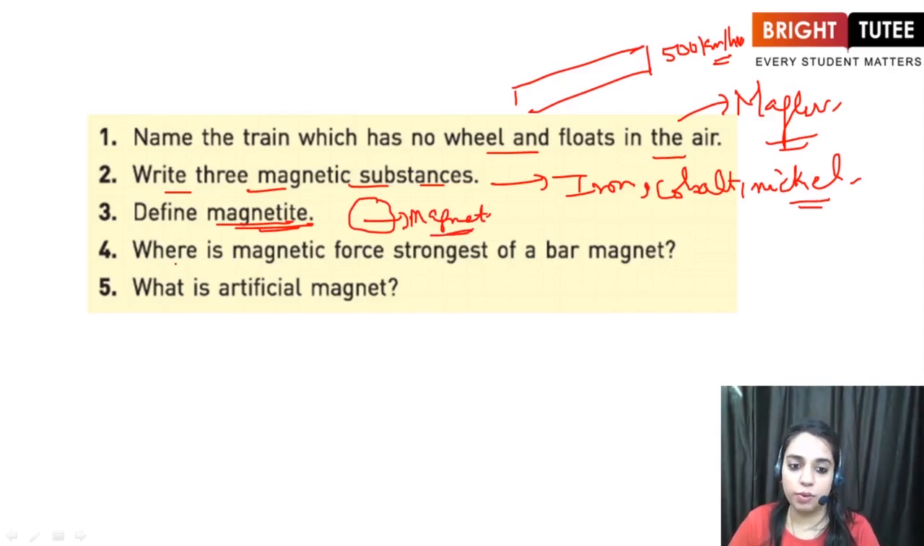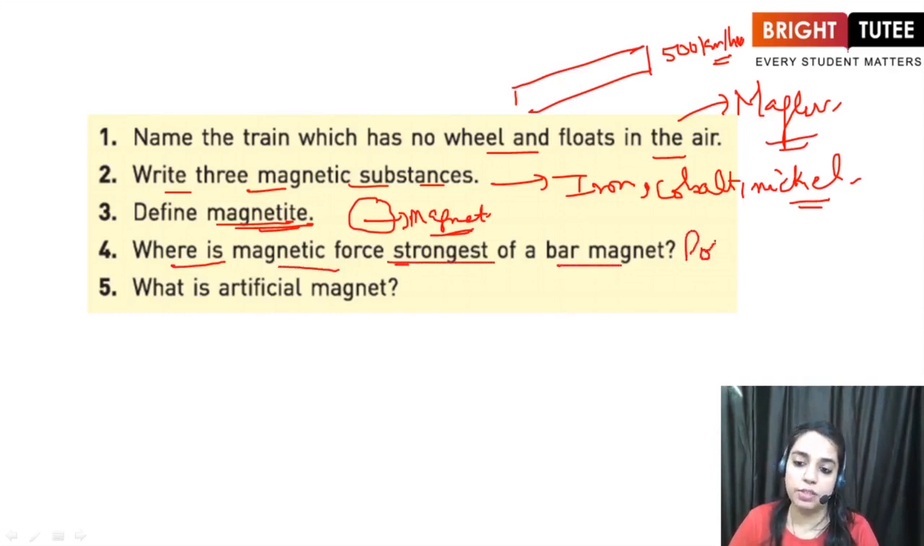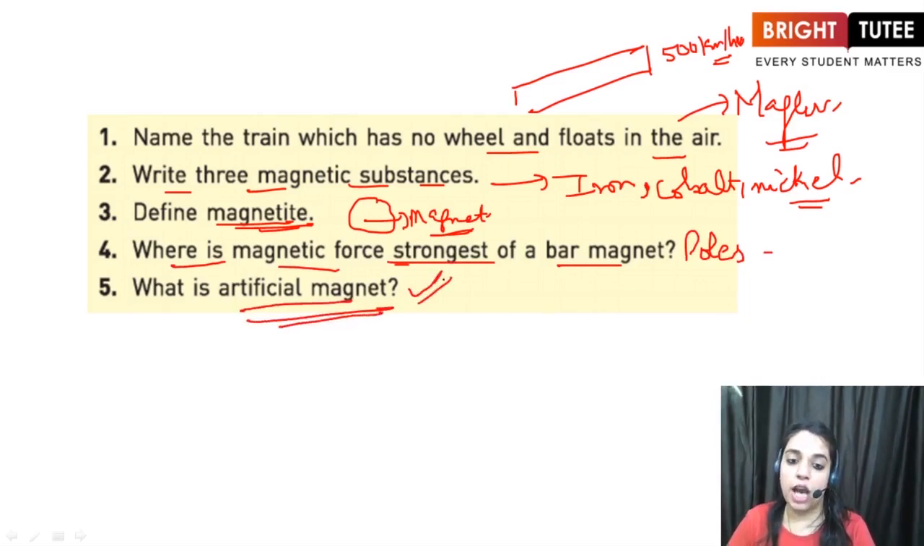Next children, where is the magnetic force strongest in a bar magnet? This we have done. It is maximum at the poles. What is artificial magnet? The magnets which are man-made are called the artificial magnets, and they are very strong as compared to the naturally occurring magnets.